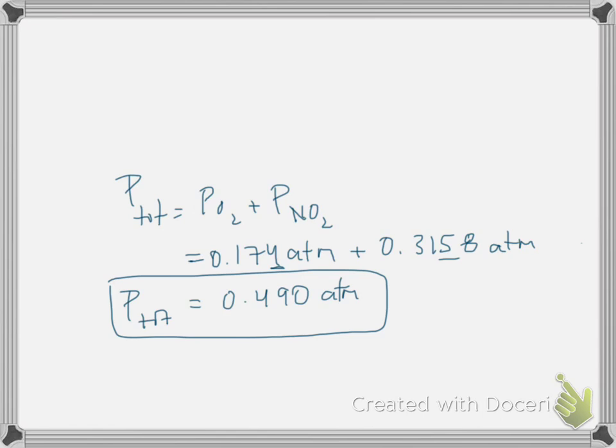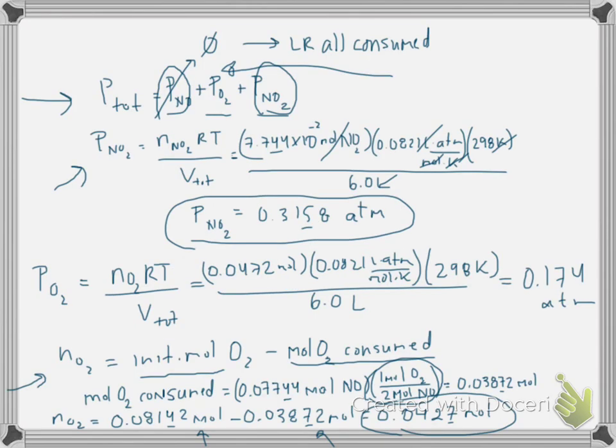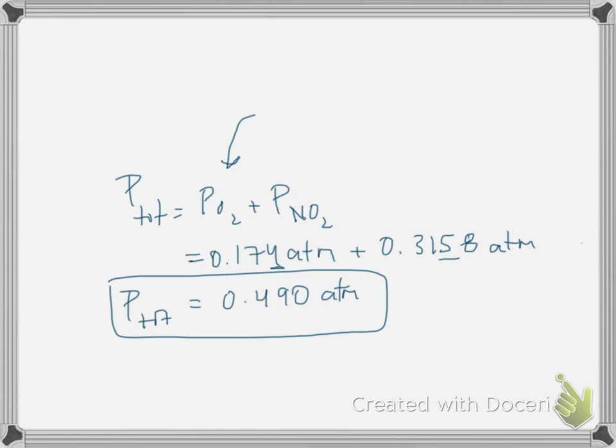This is what gives rise to the partial pressure of O2. So let's go back to our previous slide here. We're going to take this information and plug it in to our ideal gas law to figure out the partial pressure of O2. In doing so, we'll figure out that the partial pressure due to O2 is 0.174 atmosphere. So we plug that in here, and then we have the partial pressure of NO2 that we calculated. The sum of the two is going to give us our total pressure.